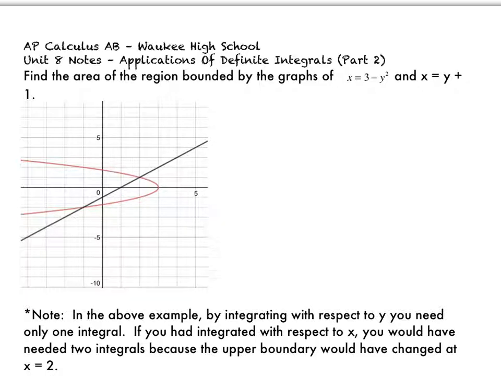Okay, so here's a picture of the curves. X is equal to 3 minus y squared, and x is equal to y plus 1. I would imagine that you'd probably be able to tell which was which. The parabola is clearly the red curve that you see there, and x is equal to y plus 1 is the black line that's going on in here.